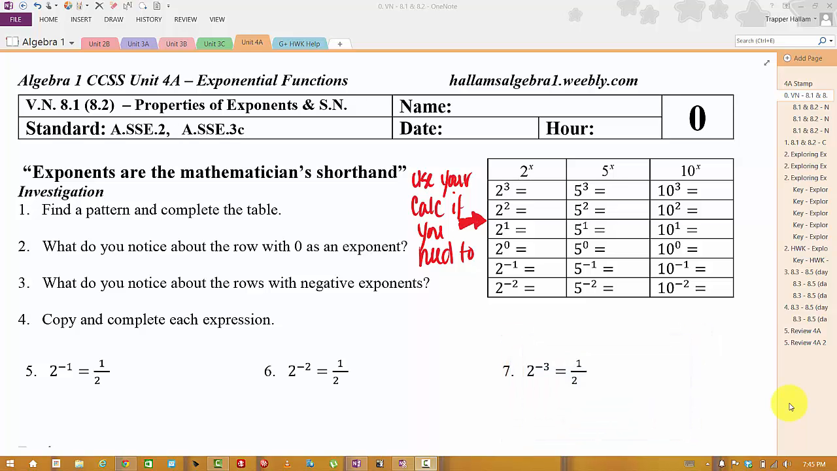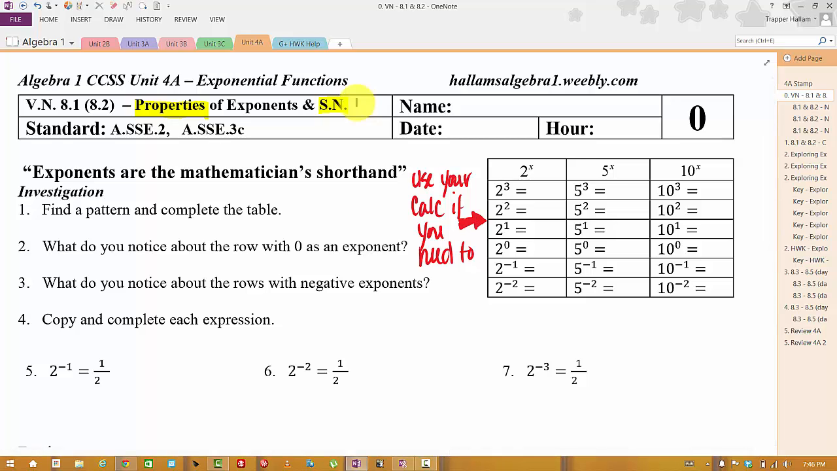Okay, hi and welcome. These are video notes 8.1 and 8.2, which is the properties of exponents. So we're going to actually explore properties here quite a bit. And we're going to tack on scientific notation, something that you should know from your science classes and some of your old math classes, but we're going to talk about them today.